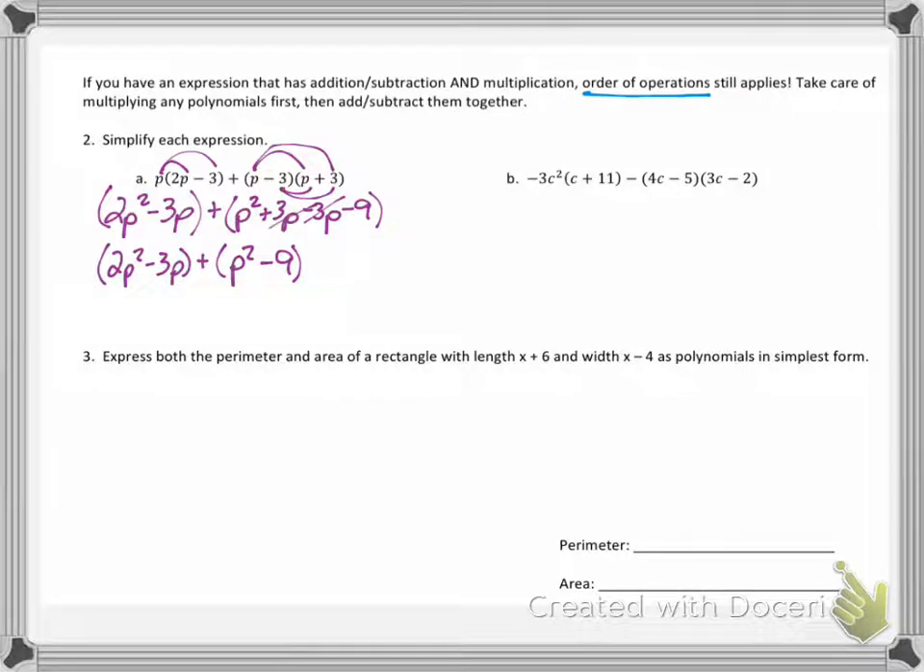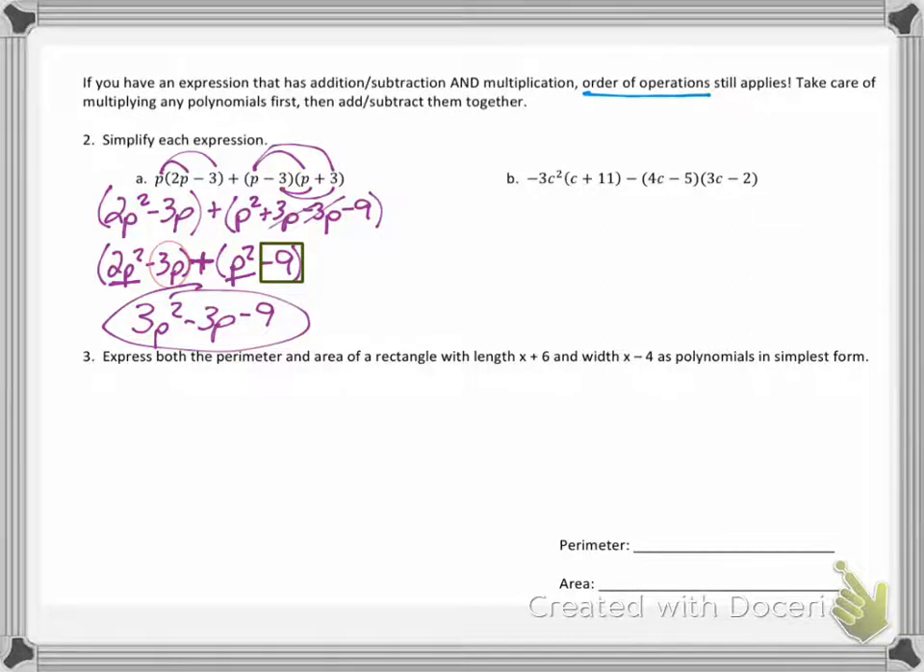Now that I've simplified, I multiplied those two different clumps together, I simplified. Now I can go ahead and take care of this plus sign in the middle. So since it's just addition, I'm just going to add these together. So I've got p squared terms, I've got a p term, and a constant. So all I'm going to do here is combine the p squared terms. 2p squared plus p squared is 3p squared. Bring down the negative 3p, bring down the negative 9, and I've got myself a simplified answer in standard form.